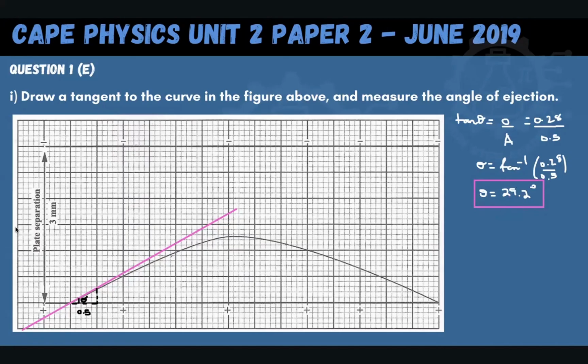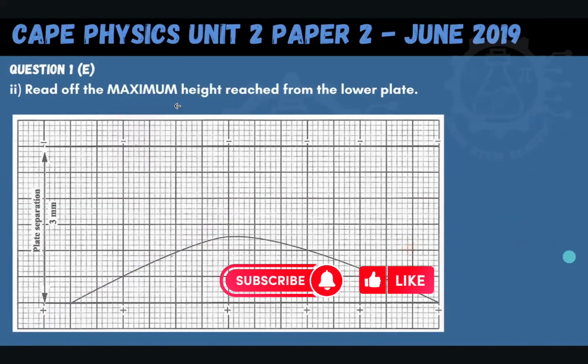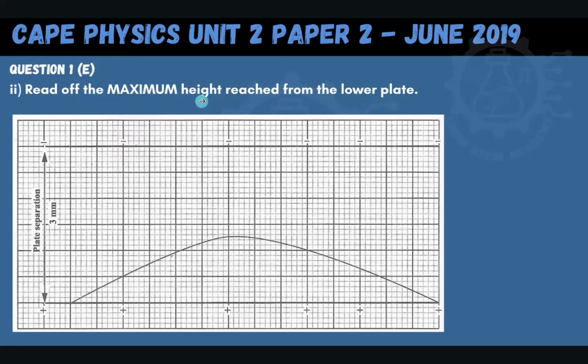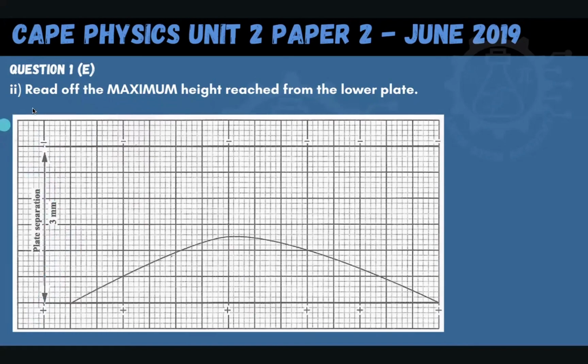So let's go ahead and see what else is being asked of us now. In the other part, we're being asked to read off the maximum height reached from the lower plate. So how far is the electron going to shoot up? The maximum height, so it's in this y direction here. This is just manipulating the graph and the scales that they told us. So this is the maximum point. Well, the maximum point is actually, let's see, it starts going back down over there. So our maximum point, this looks like the top. That looks like our maximum point.